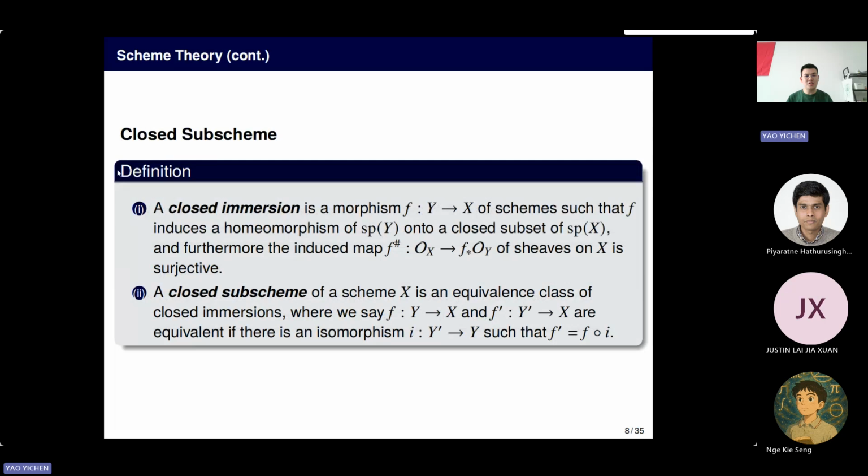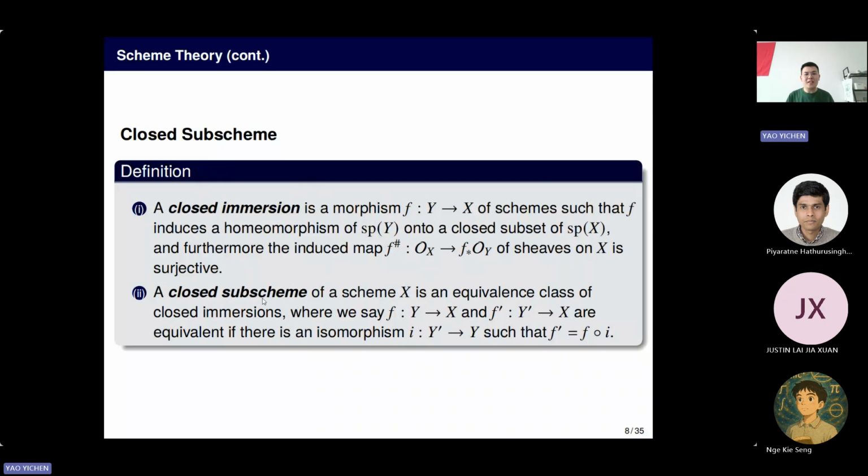And then we need to use closed subschemes. First, we define a closed immersion. It is just a morphism of schemes, and this map is a homeomorphism on its topological space onto a closed subset of Y, and then furthermore, we have an induced map f^#, which is from O_Y to f_* O_X of sheaves on Y. And we ask it to be surjective. And we define a closed subscheme to be an equivalence class of closed immersions.